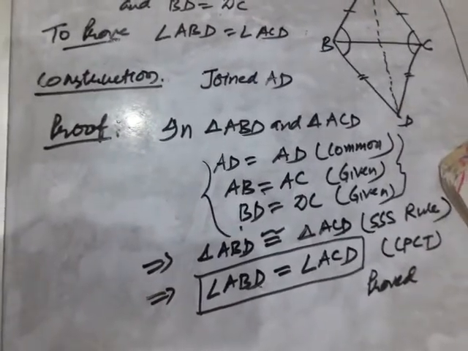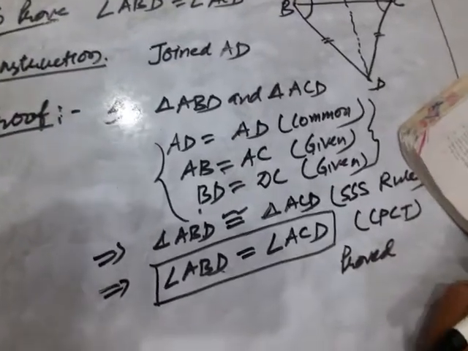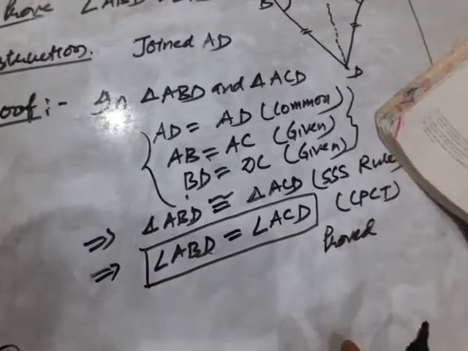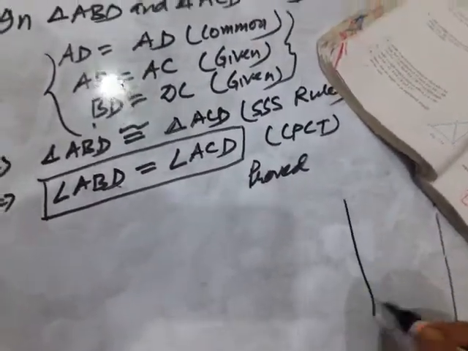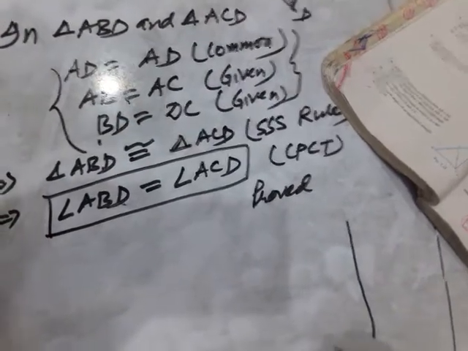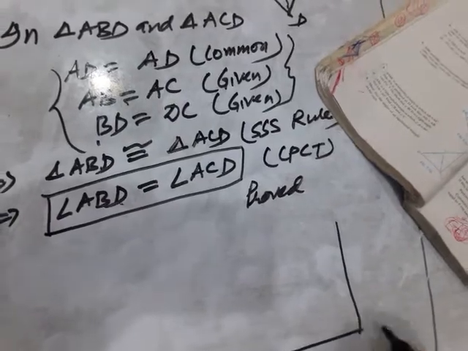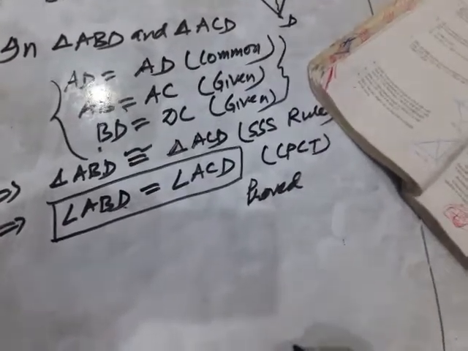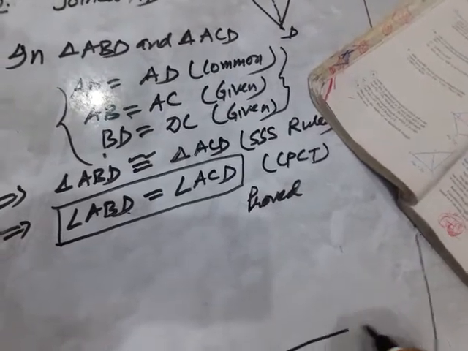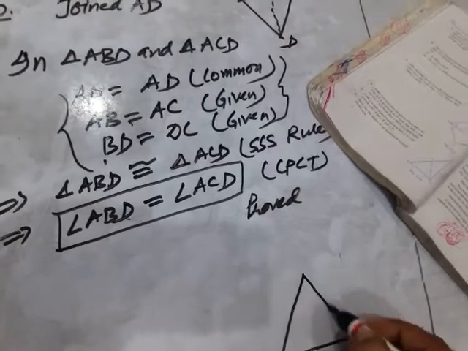Question number 6 is an important question, children. What is question number 6? Triangle ABC is an isosceles triangle. Figure 7.34 is given. Triangle ABC is given to be like this. Triangle ABC is an isosceles triangle.